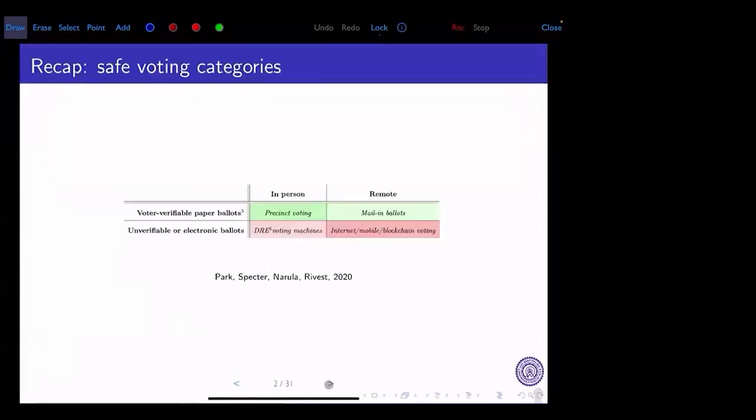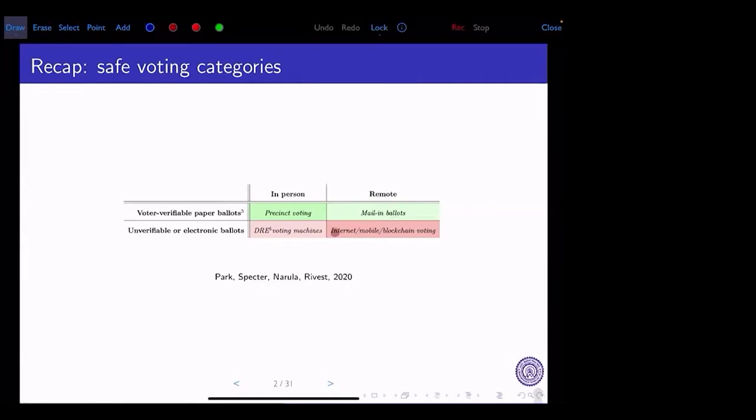So just to recap, what did we discuss last time? Almost all jurisdictions require a voter verifiable paper ballot. The only thing that is considered safe in an election right now, according to the law of most countries, including India, is this quadrant, in-person voting with voter verifiable paper ballots. So India, almost all of Europe except Switzerland and countries like Estonia, all of the United States, they just operate in the first quadrant. And the US also does mail-in ballots, which is remote. So you use postal ballots to do it. So does India.